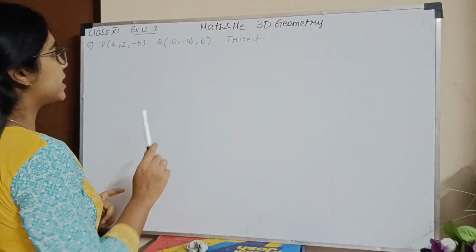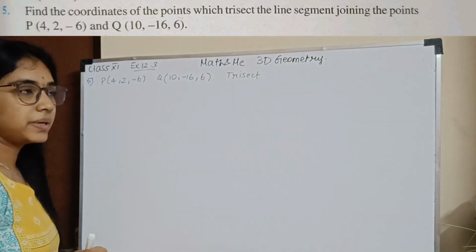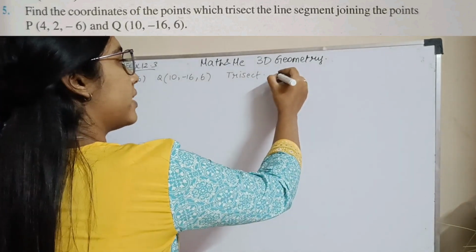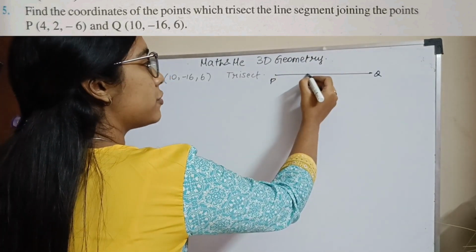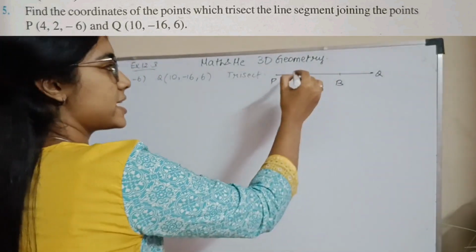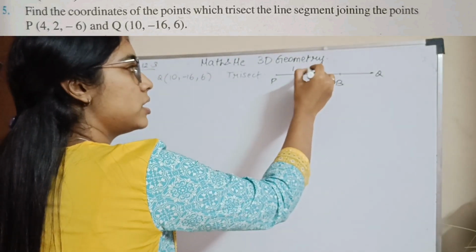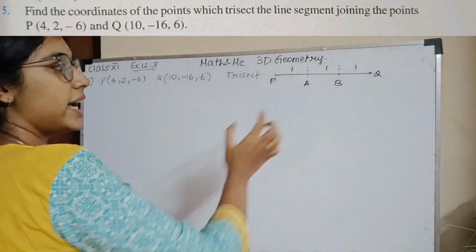So what is the question? I have the points P and Q. I have to find the points which trisect P and Q. What does that mean? I need to find A and B which trisect PQ, in the ratio 1:1:1. I have to find A and B by splitting in that ratio.